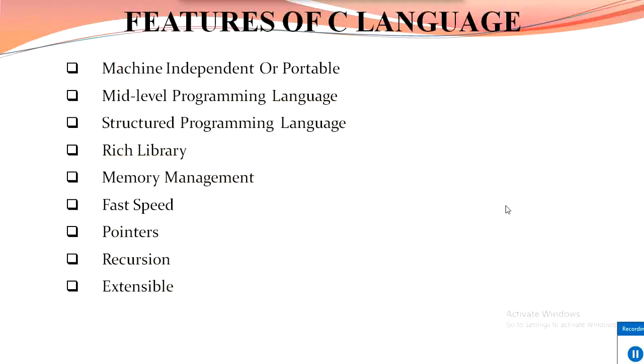Features of C language. C language is machine independent or portable. It is a mid-level programming language. It is a structured programming language. Its library is very rich. It has memory management. It is very fast. It uses pointers, recursion and is extensible.